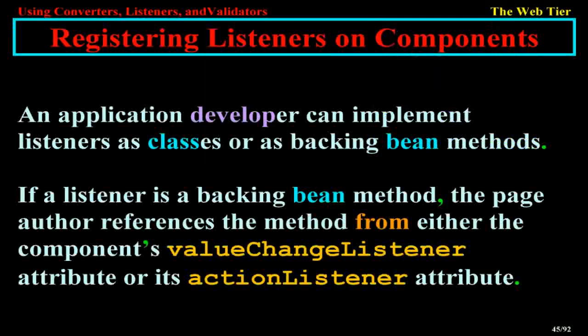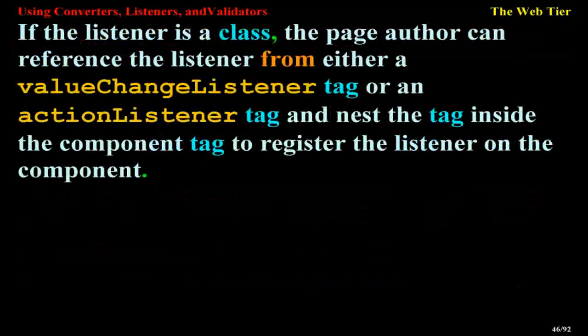Registering listeners on components. An application developer can implement listeners as classes or as backing bean methods. If a listener is a backing bean method, the page author references the method from either the component's valueChangeListener attribute or its actionListener attribute. If the listener is a class, the page author can reference the listener from either a valueChangeListener tag or an actionListener tag and nest the tag inside the component tag to register the listener on the component.